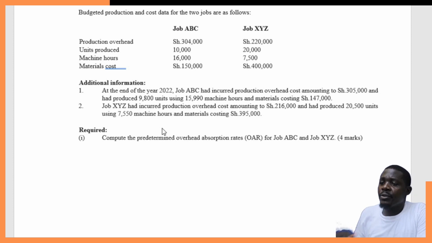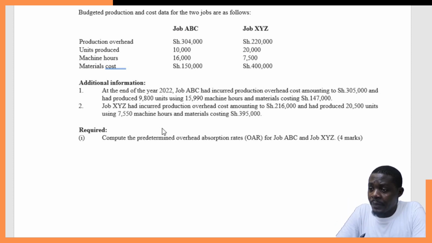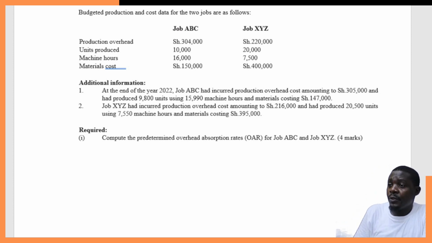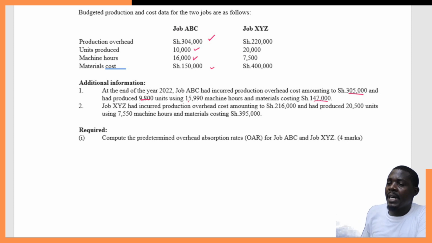At the end of the year 2022, job ABC had incurred production overhead cost amounting to 305. Remember, it was 304. Now it has increased to 305. And units produced, really this one were 10,000, it has produced 98 units using 5990 from 16. Then material cost is 147 from 150. Then for the other one also, we have their figures given in additional information number 2.